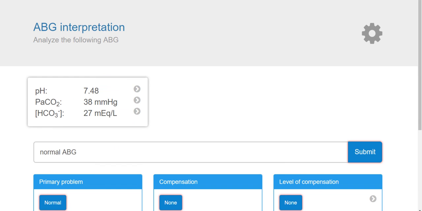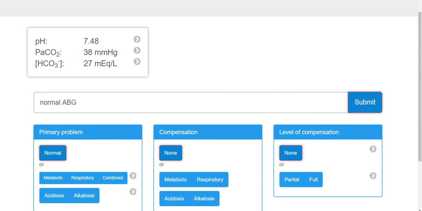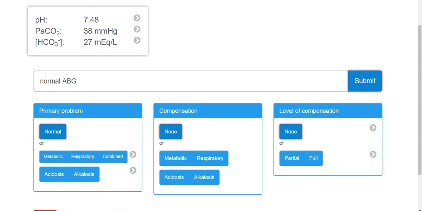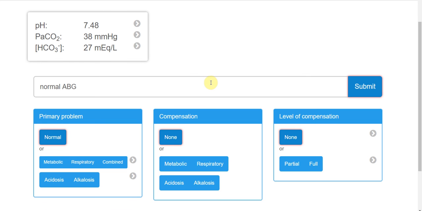Let's try another one with perhaps a little less talky-talky. Okay, so we've got a pH of 7.48. That's too high. So being that it's high on a pH range, that means it is alkalotic. Don't know whether it's metabolic or respiratory. We'll get to that. CO2 is 38, which means it is in the range of 35 to 45. So we know it's not respiratory because this is normal.